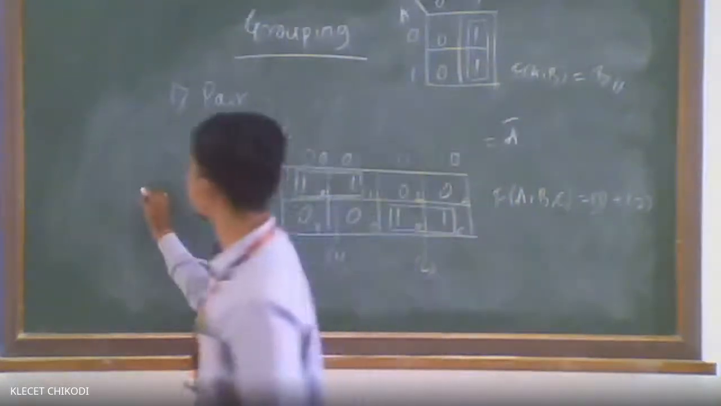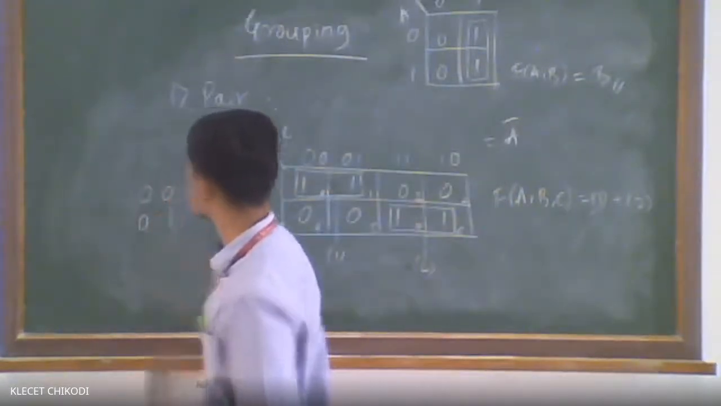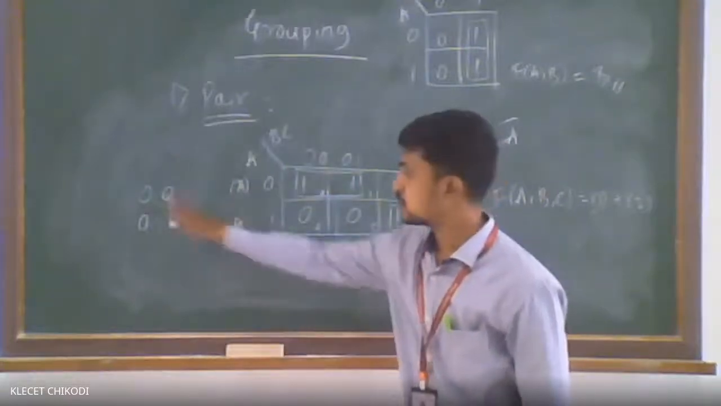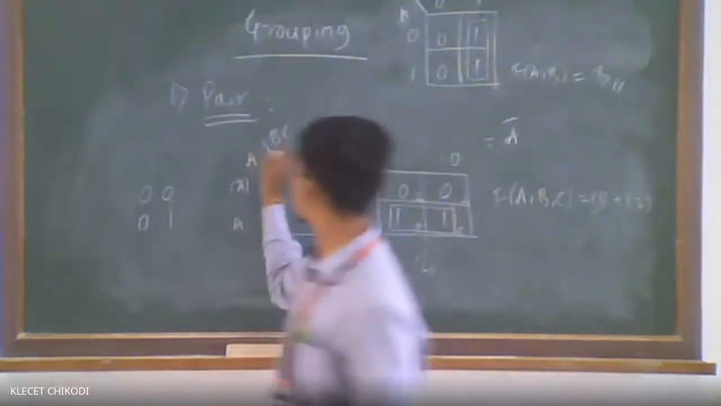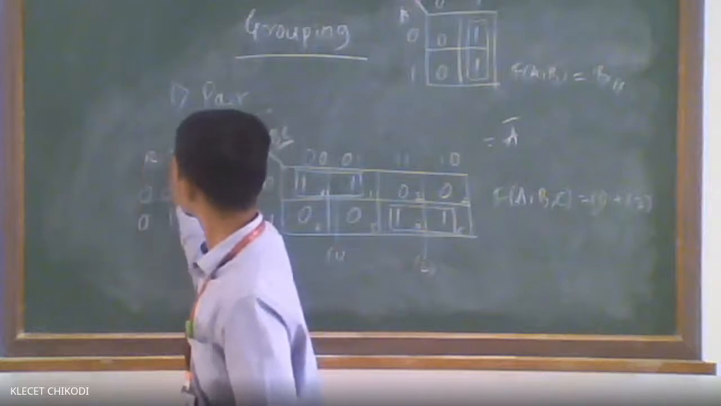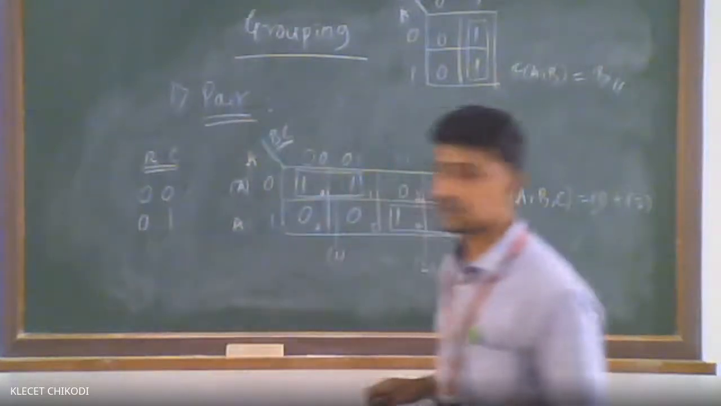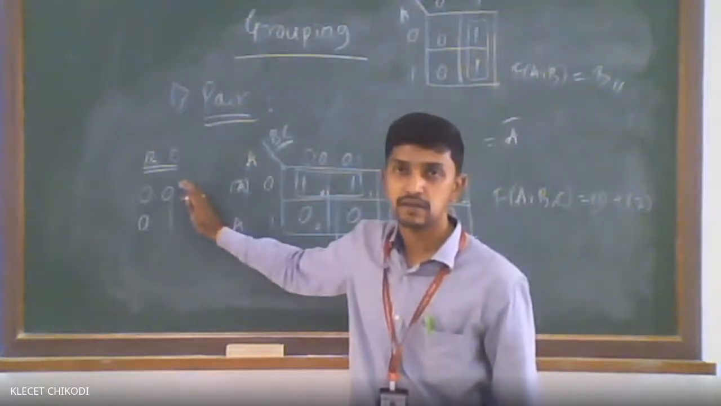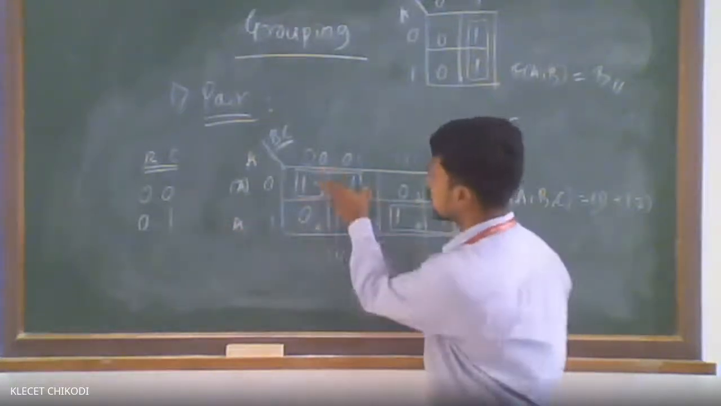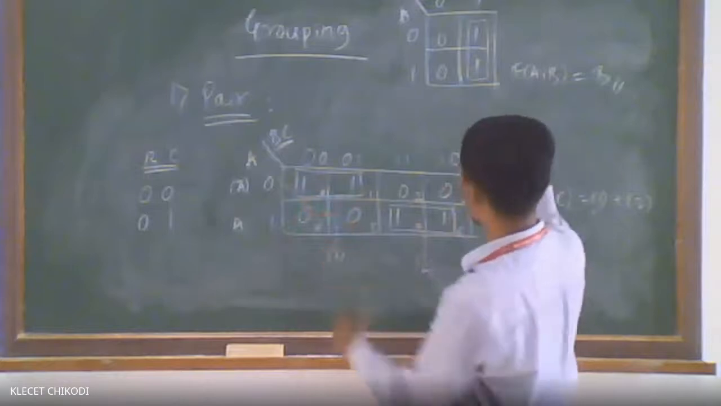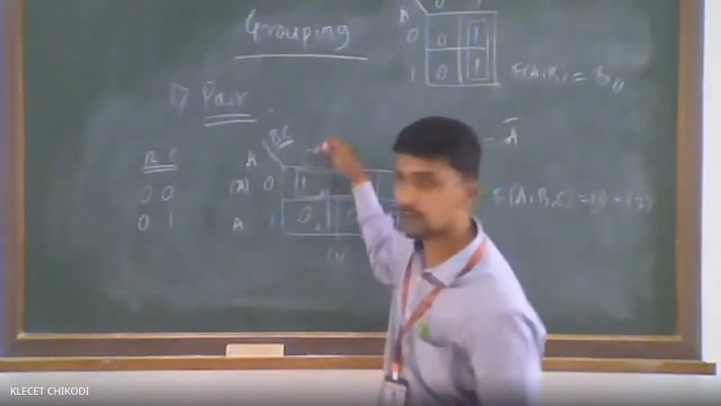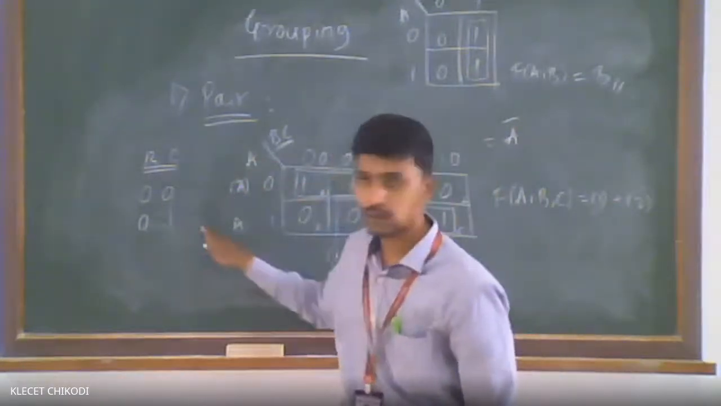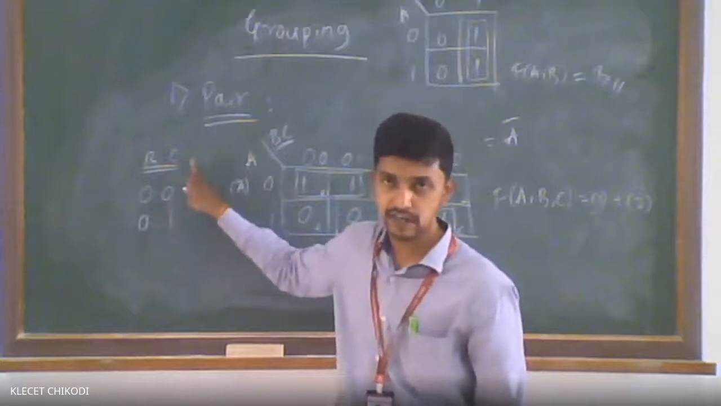So you write it here: 0, 0 and 0, 1. This is for the BC variables, right? You write those variables here, for your understanding. The respective row value is A bar, and the respective column values are 0, 0 and 0, 1 for the B and C variables.